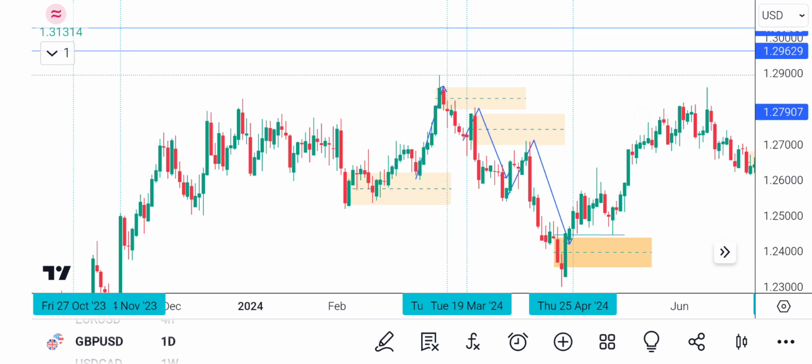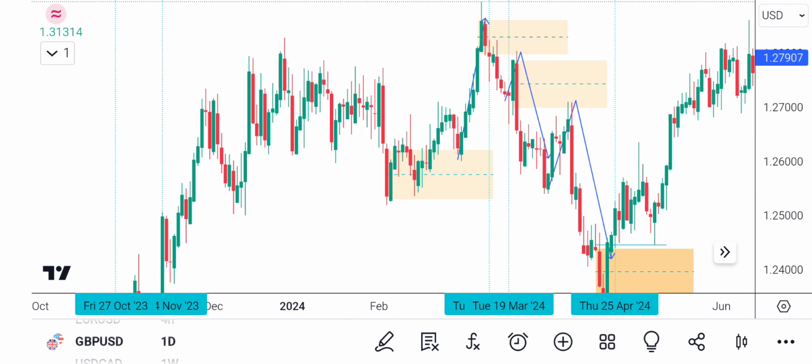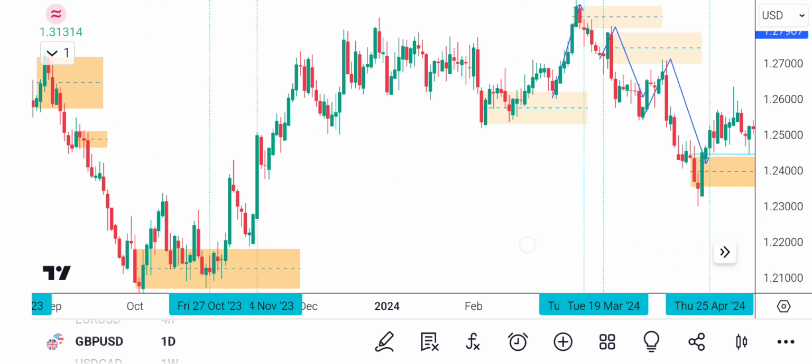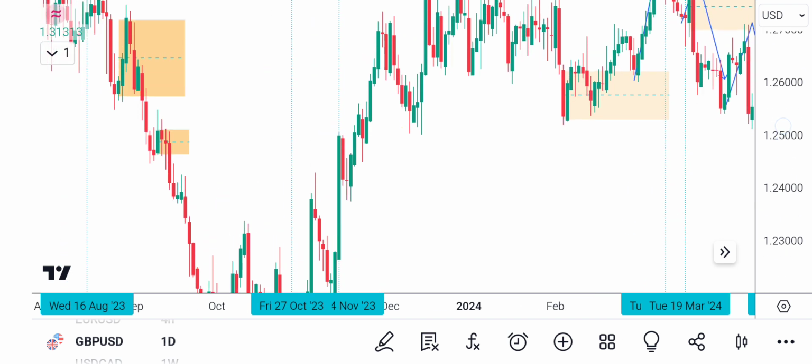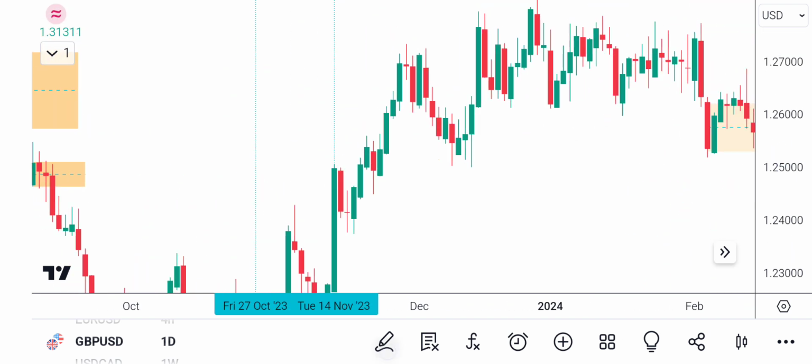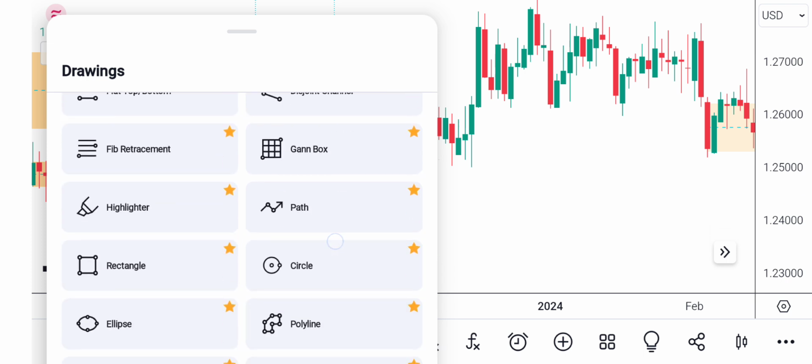We also have propulsion order blocks. I'm going to do it in the next video. A propulsion order block is simply an order block in an order block. We are going to see that. I will do a video on that.